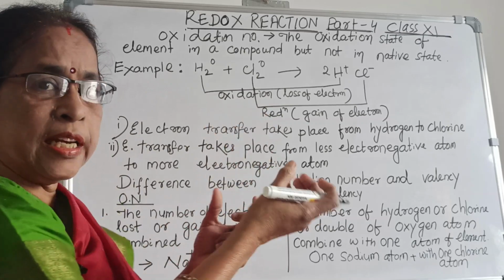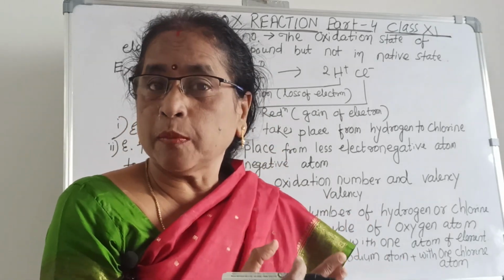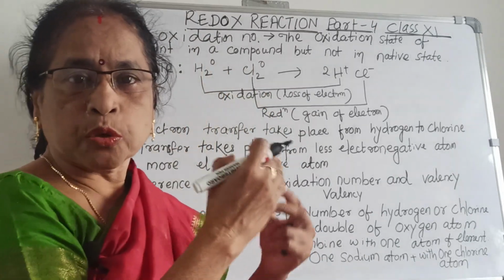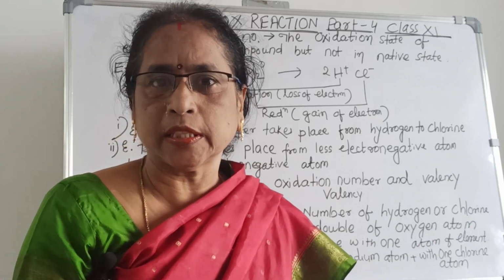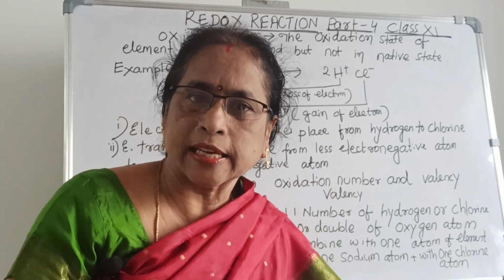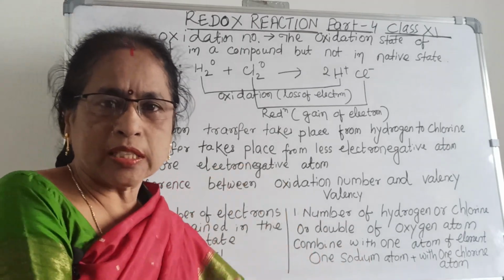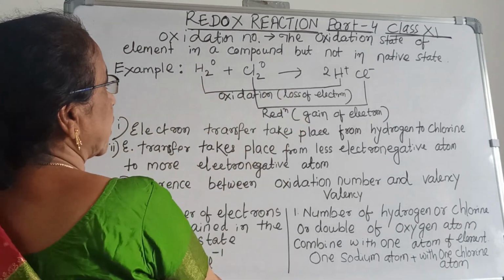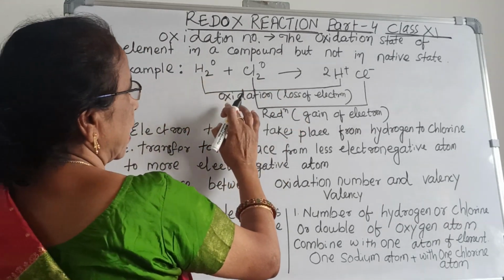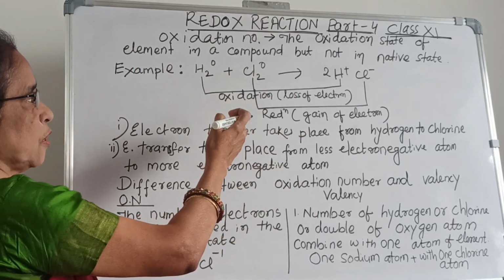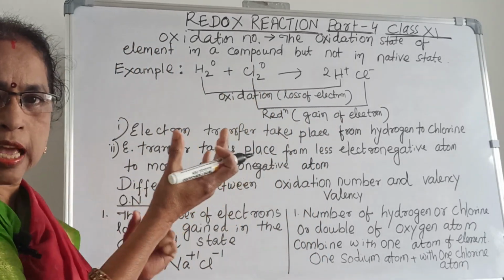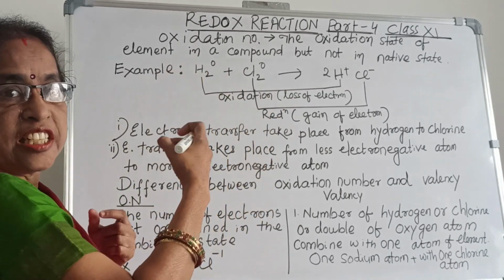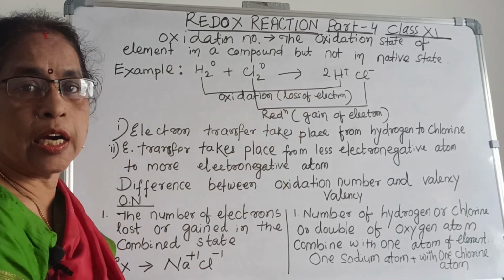Chlorine is ready to accept electron, but from whom? From its neighbor, hydrogen. So hydrogen has a capacity to lose electron and chlorine has a capacity to gain electron. That means on one side oxidation takes place, on the other side reduction takes place. Oxidation takes place because hydrogen is less electronegative and loss of electron takes place. Chlorine is able to accept electron from hydrogen and forms hydrogen chloride.